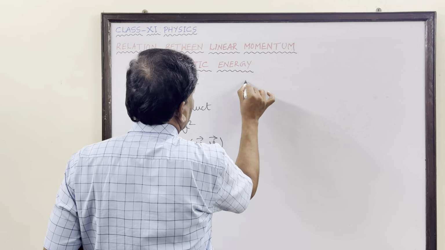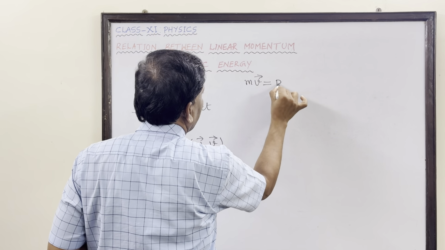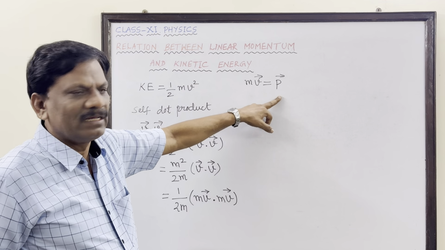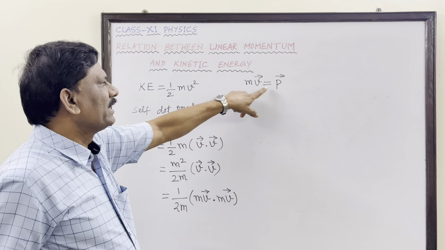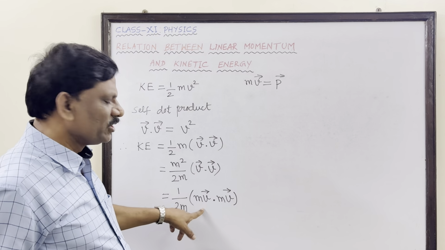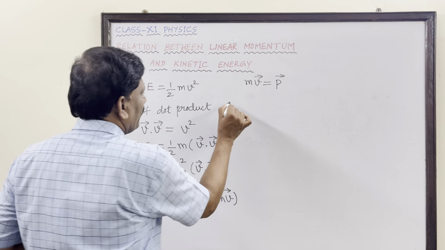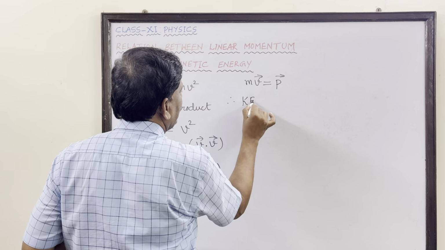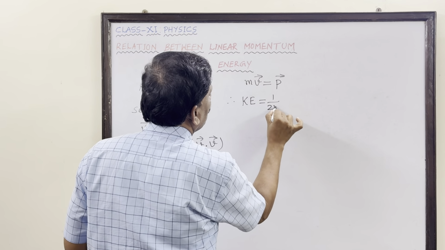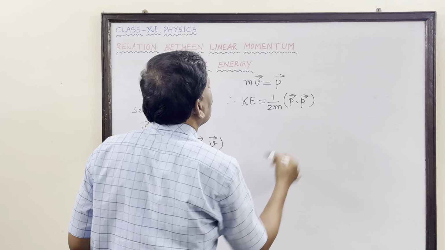But the product of mass into velocity is equal to linear momentum p vector. P is the linear momentum vector. So m into velocity vector is also equal to linear momentum p vector. So instead of mv dot mv, I can write p dot p. Therefore, I get another equation for kinetic energy: 1 by 2m into p vector dot product p vector.